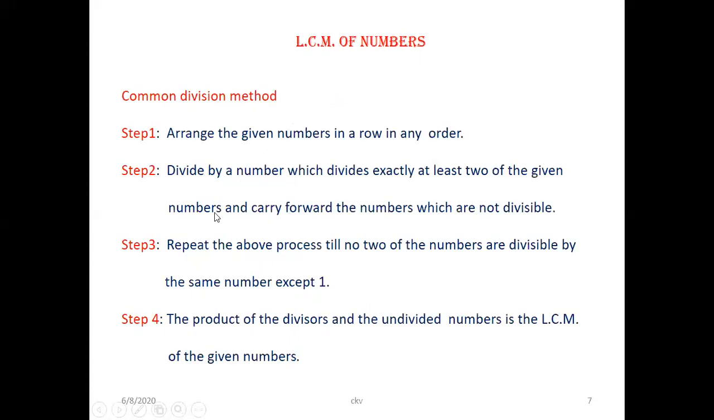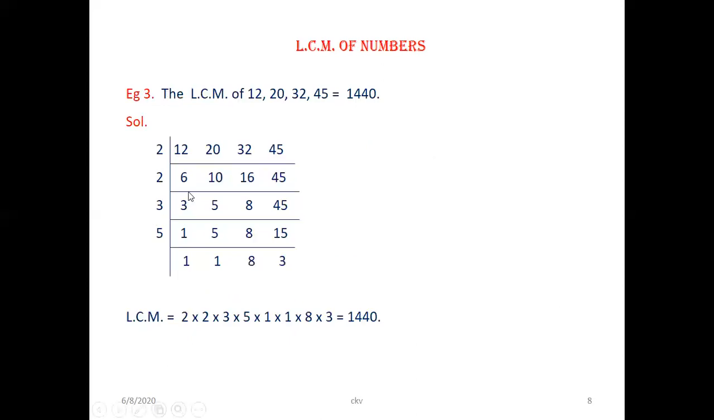That is what step 2 means. Okay, so which number to take depends. If there are 2 or more than 2 numbers divisible by one particular number, you can take that. So here 45 is not divisible by 2. You have to carry it forward like this, 45. Now you have 6, 10, 16, 45, and among these 4, the first 3 are divisible by 2. So you take 2 now. 2 3s are 6, 2 5s are 10, 2 8s are 16. Because 45 is not divisible by 2, you take it as it is and it will be carried forward.